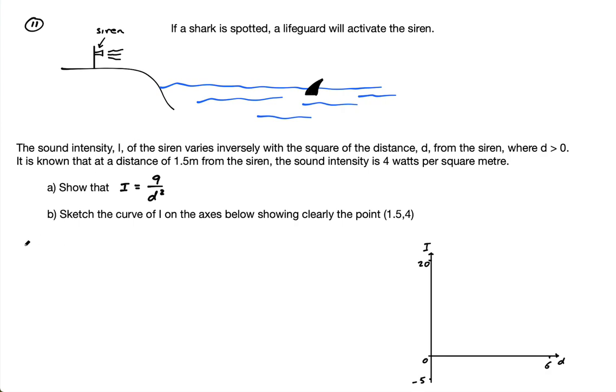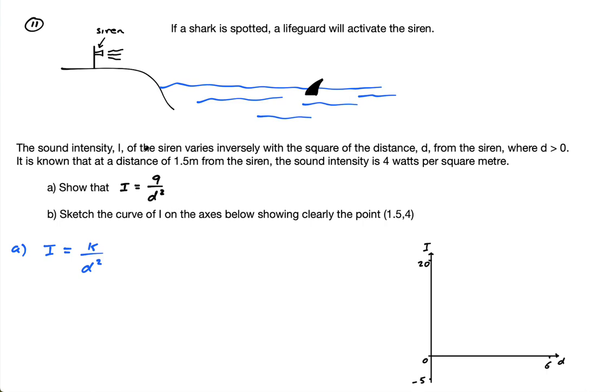So the sound intensity I, let me write this one here, I varies inversely with the square. So if it varies inversely, I can say I is equal to k, some constant, over, because inversely means over, divided by, so k over the square of the distance, which is d squared. So that's the first line you've got to write down.